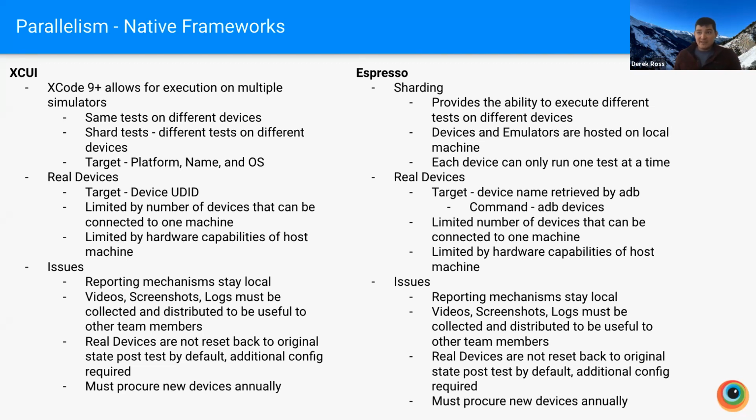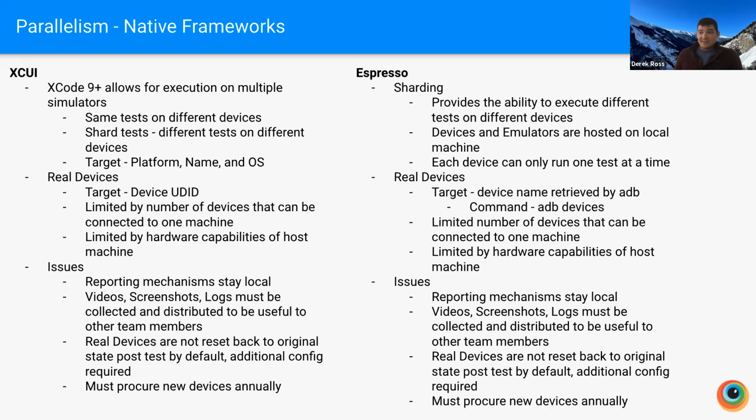If we want to connect real devices to our laptops and run those, we need the unique device UDID, and typically those have to be built into the runners and the applications that we build so we can target those devices. It's a limited number of devices that you can actually connect to an individual laptop, and you're also limited by the hardware capabilities of that host. So you can only run so many, and so you're only able to run parallelism on maybe 2 to 4 to 5 devices, depending on how robust your machine is. Again, we run into the same issues of no videos, no screenshots, logs that can be easily shared with other teams without building additional infrastructure and services.